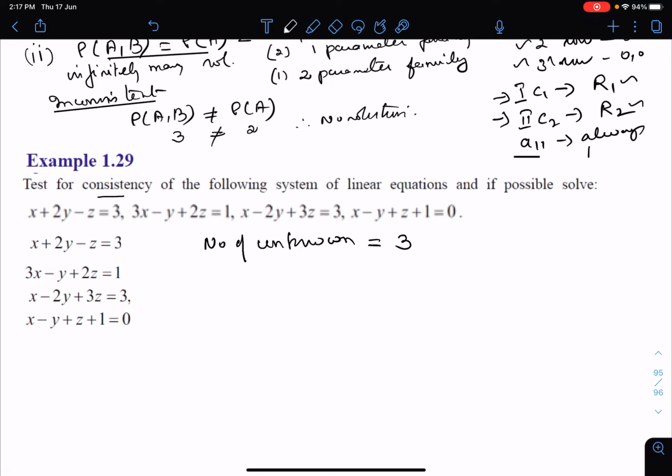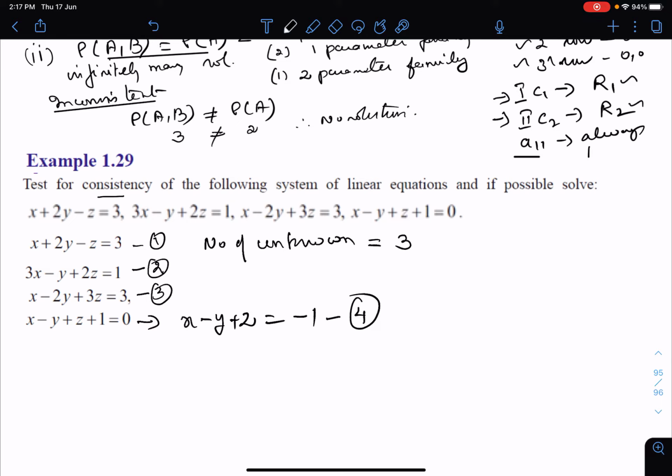The variables are the unknowns. And one more thing you have to see is whether all the equations have the constant on the right hand side. Otherwise, you have to change it to the right hand side. Now see, the first equation is correctly written. Second is also correct. Third is also correct. But our fourth equation, we are going to change it as x minus y plus z equals, this plus 1 comes to the right hand side, minus 1. This is going to be our fourth equation.